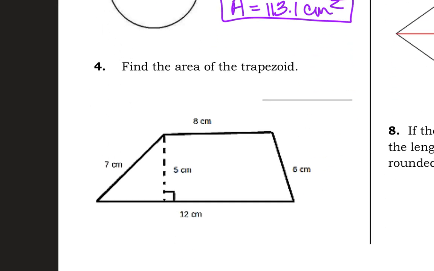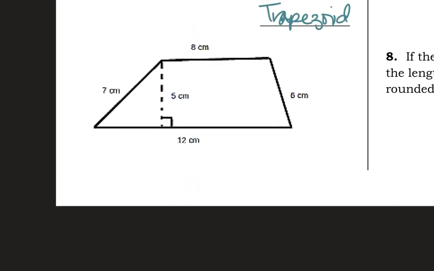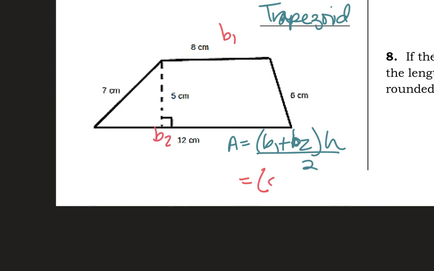All right, let's look at 4. All right, and on this one, I give you the name as well. This is a trapezoid. And for a trapezoid, what we need is 2 bases. So the area says we're going to take base 1, we'll add that to base 2, we'll multiply it by the height, and then divide by 2. So here's base 1, and here's base 2. So we're going to do 8 plus 12 times 5 divided by 2.